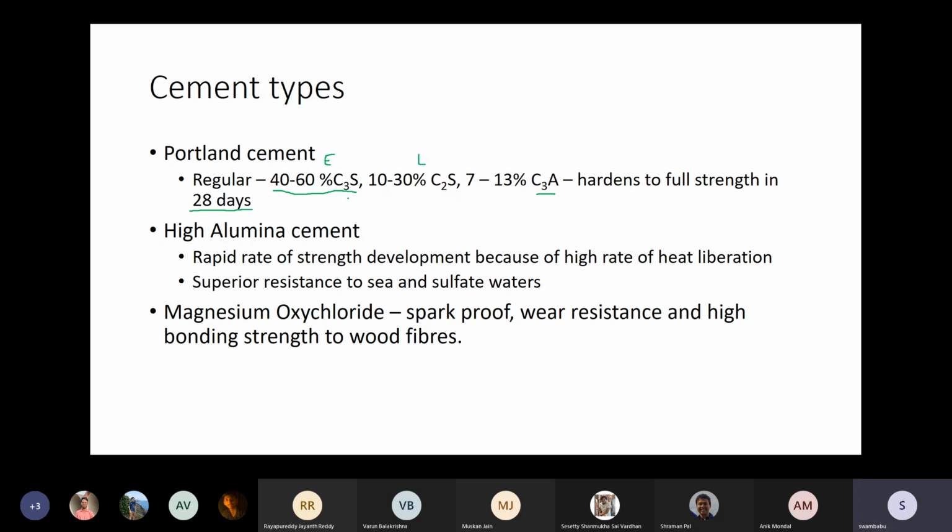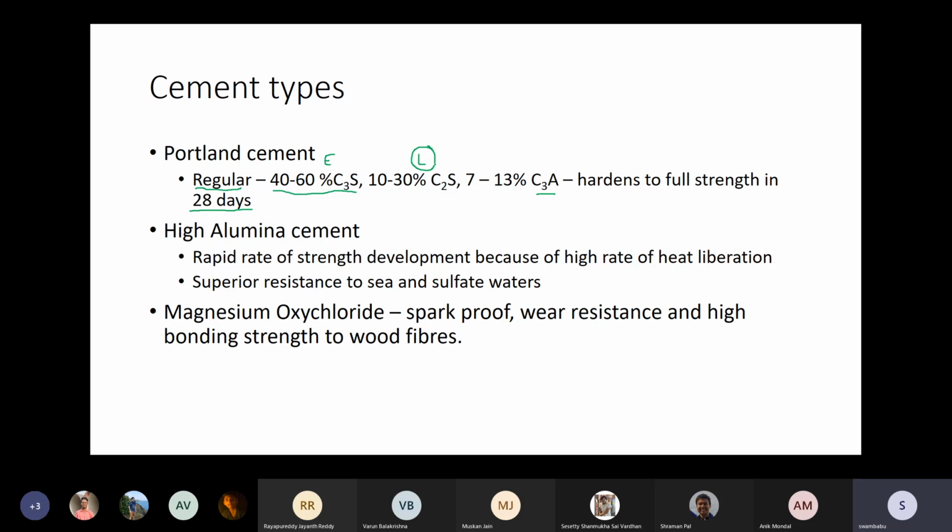Of course, there are many grades. I only gave the composition of regular grade cement. There are high grades and low grades, depending upon the ratios of these. If you want a quick hydration, a quick strengthening, they will increase C3S. If you want a later strengthening, they will increase C2S. But the later strengthening is always good. Why? The slower it builds the strength, the longer it protects.